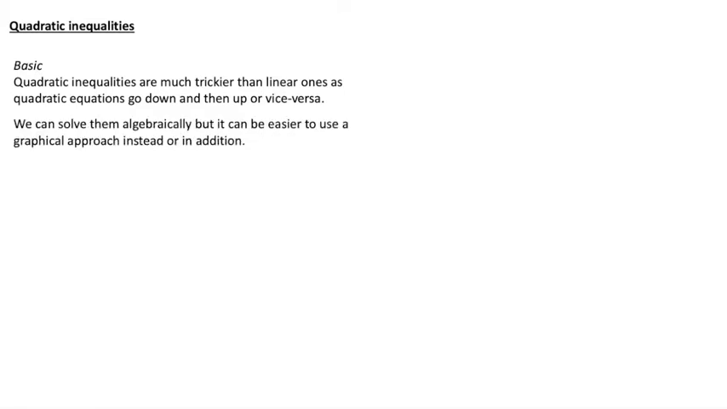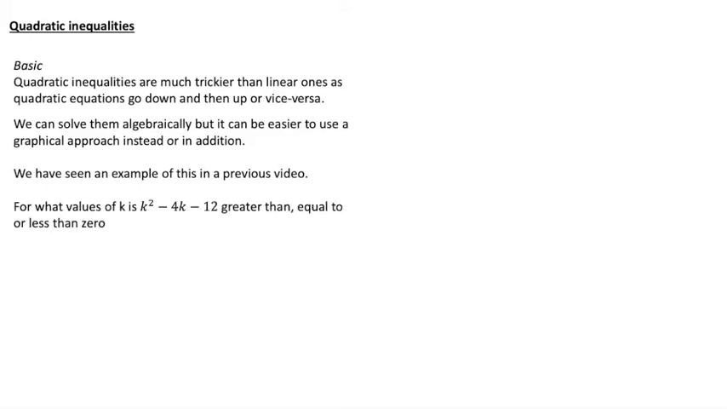We can solve them algebraically, but it can be easier to use a graphical approach either instead of or in addition to some algebra. We've seen an example of this in a previous video about quadratics, when we had a quadratic inside another quadratic essentially. But in case you haven't seen it, we're going to run through it anyway, slightly differently presented. So what we're looking at is, what are the values of k that mean that k squared minus 4k minus 12 is greater than, equal to, or less than 0?